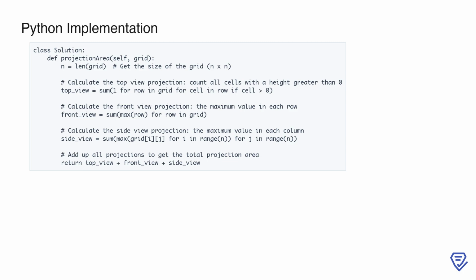Edge cases. If the grid is empty or contains only zeros, the function correctly returns 0. It handles non-square grids gracefully by working directly on the given dimensions, though LeetCode guarantees square grids for this problem. This concise implementation ensures clarity while adhering to the constraints and requirements of the problem.